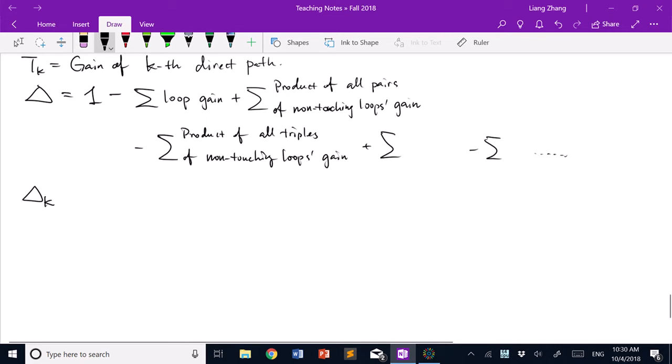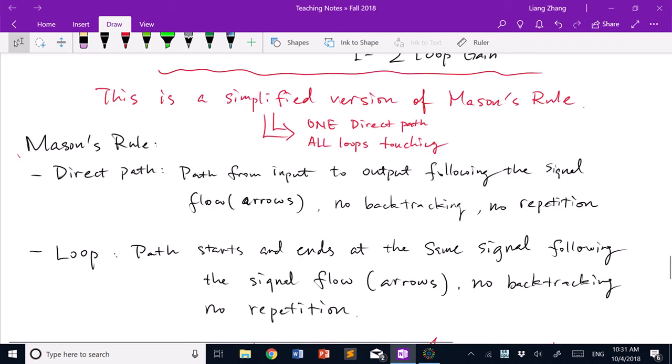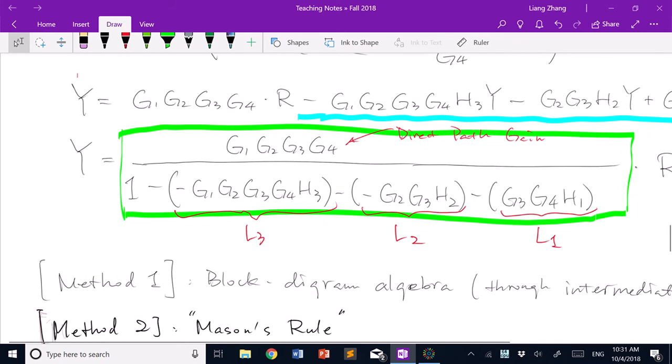So let's finally define this delta k. This delta k will be the kind of coefficient that you need to multiply to this Tk. And what are they? They are simply the big triangle up there with all terms that are involved in Tk dropped. What does that mean? Let's go up and look at it.